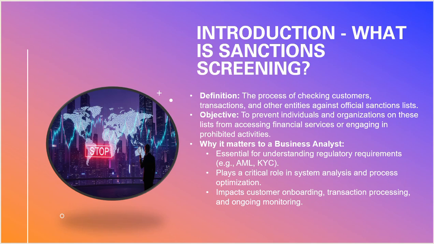The objective of sanction screening is to prevent the individuals and organizations on this list from accessing financial services or engaging in prohibited financial activities. They may have done fraudulent activity, or they are not using the banking or financial system for legal activity. They use it for illegal activity, to generate illegal money, or to transfer their money for terrorist financing. That's why we create this list, and for the customers, people, or entities on that list, we do not allow them to use banking services.